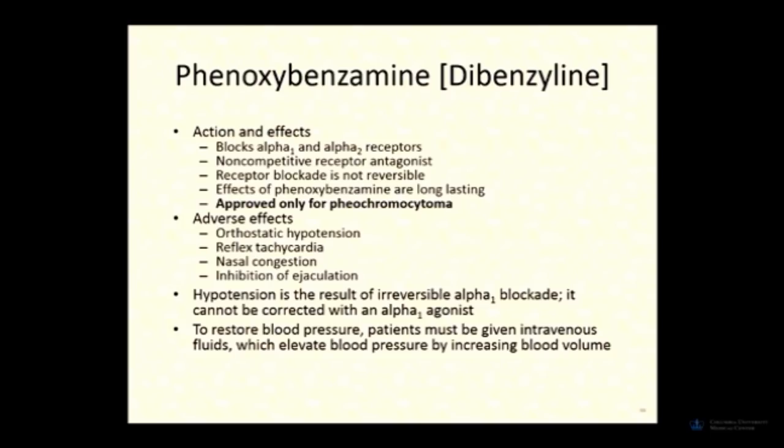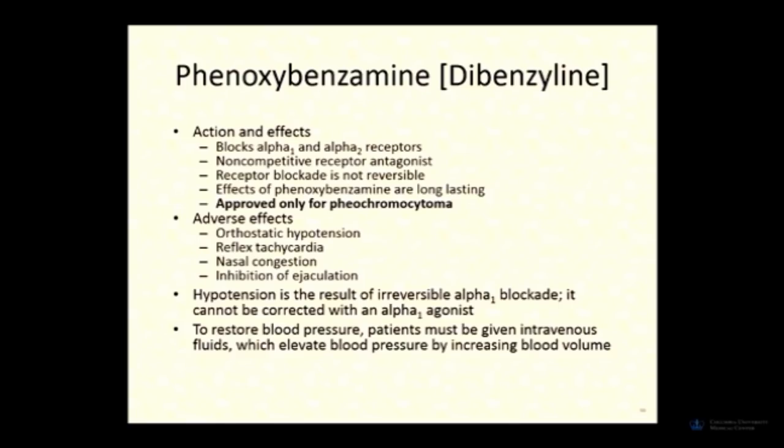Has some of the same adverse effects. And the hypotension that it produces is somewhat irreversible. But it can be corrected with an alpha-1 agonist. Okay. So the hypotension can be more prolonged since the non-competitive receptor antagonists tend to be a little more irreversible than the competitive ones. So in order to restore blood pressure in that case, patients must be given IV fluids to elevate blood pressure by increasing blood volume.